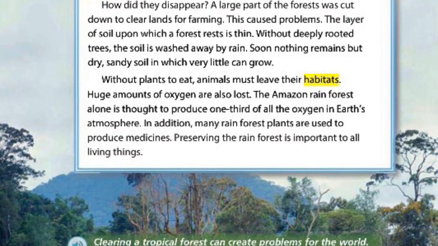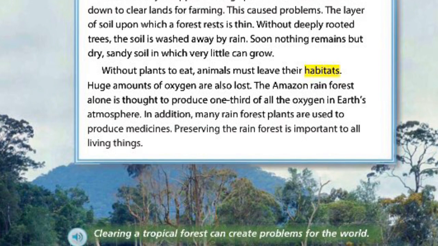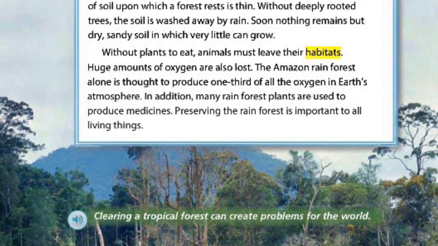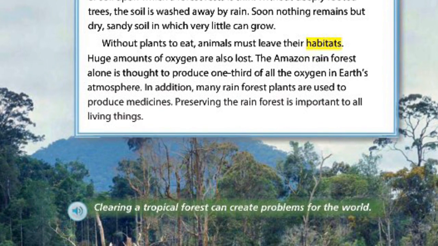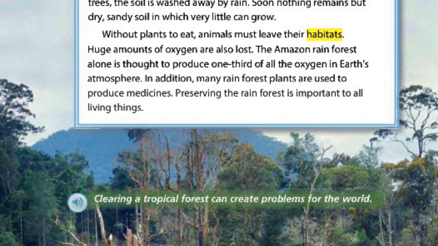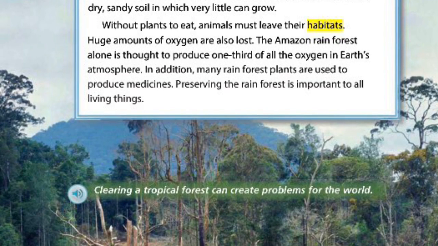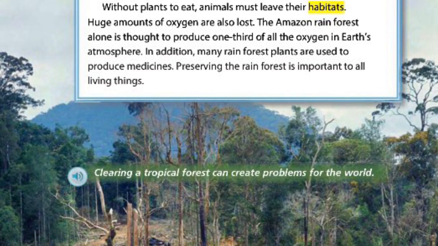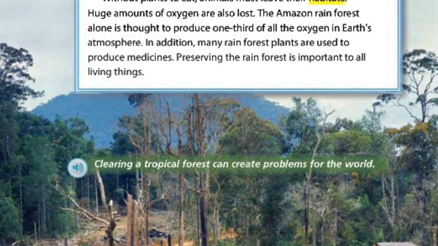Without plants to eat, animals must leave their habitats. Huge amounts of oxygen are also lost. The Amazon rainforest alone is thought to produce one-third of all the oxygen in Earth's atmosphere. In addition, many rainforest plants are used to produce medicines. Preserving the rainforest is important to all living things.